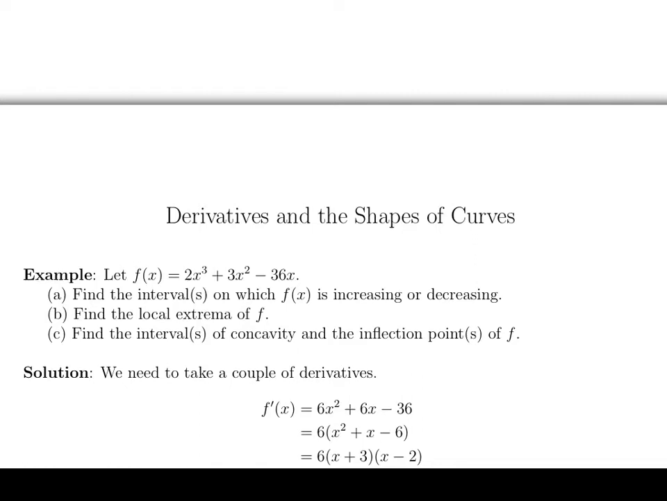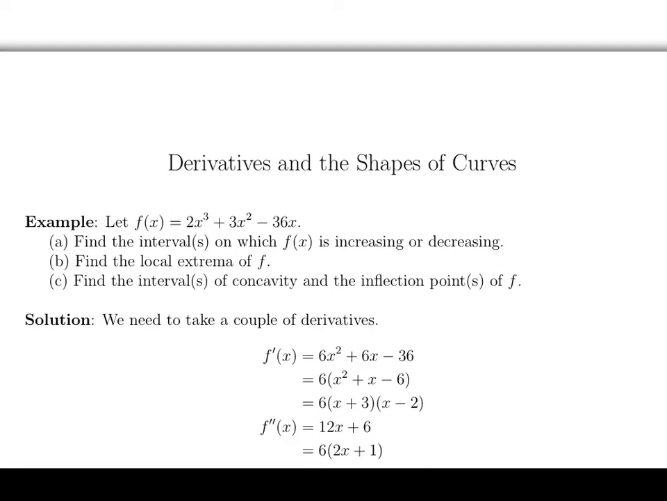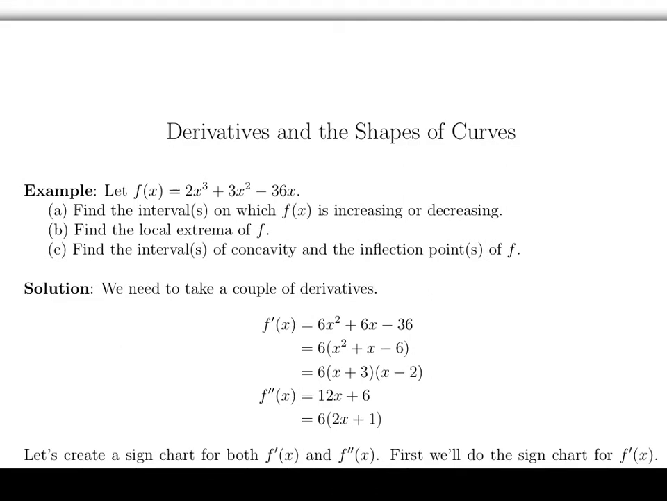All right, now we're going to need to take the second derivative. So the second derivative is 12x plus 6, and also it'll be useful to have that fully factored as well. So we pull the 6 out, and we're left with 6 times 2x plus 1. So what we'll do now is create sign charts for both f prime of x and f double prime of x. Well, let's do the sign chart for f prime of x first.